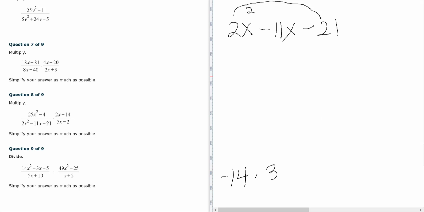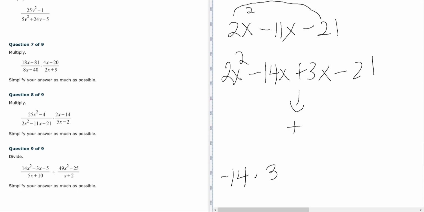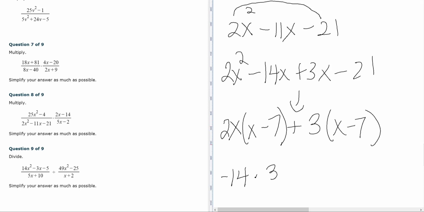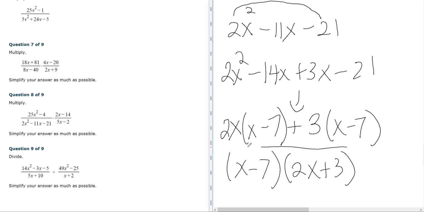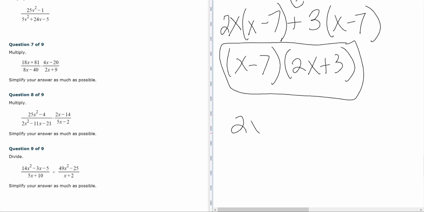So since I know that my factors are negative 14 times 3, I can write this 2x squared minus 14x plus 3x minus 21. I'm going to drop my middle sign down, and I'll take a 2x out of the first pair, and that's going to give me x minus 7. And I'll take a 3 out of the second pair, that's an x minus 7 as well. And now I can see that the common binomial factor is x minus 7. So x minus 7 and 2x plus 3. So that's my first denominator. Okay, and again, I'm just factoring them out first. The 2x minus 14 for the second numerator factors as 2 times x minus 7.